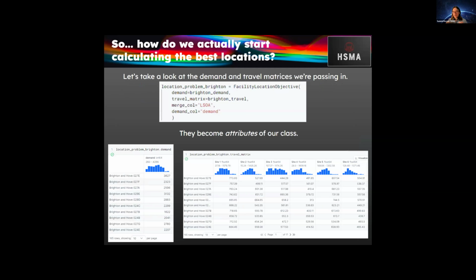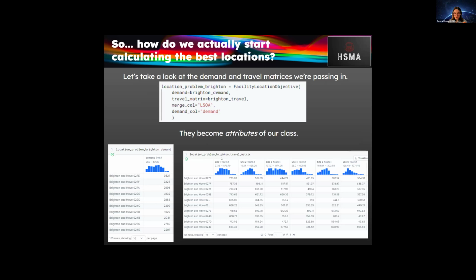What you will need to do is use this facility location objective. In this case, I'm working with some location problems in Brighton. I've got, I think, 6 possible sites. What I want to do is create a facility location objective with the demand in Brighton. So this is my demand data frame. I've got a series of LSOA names and I've got the demand.